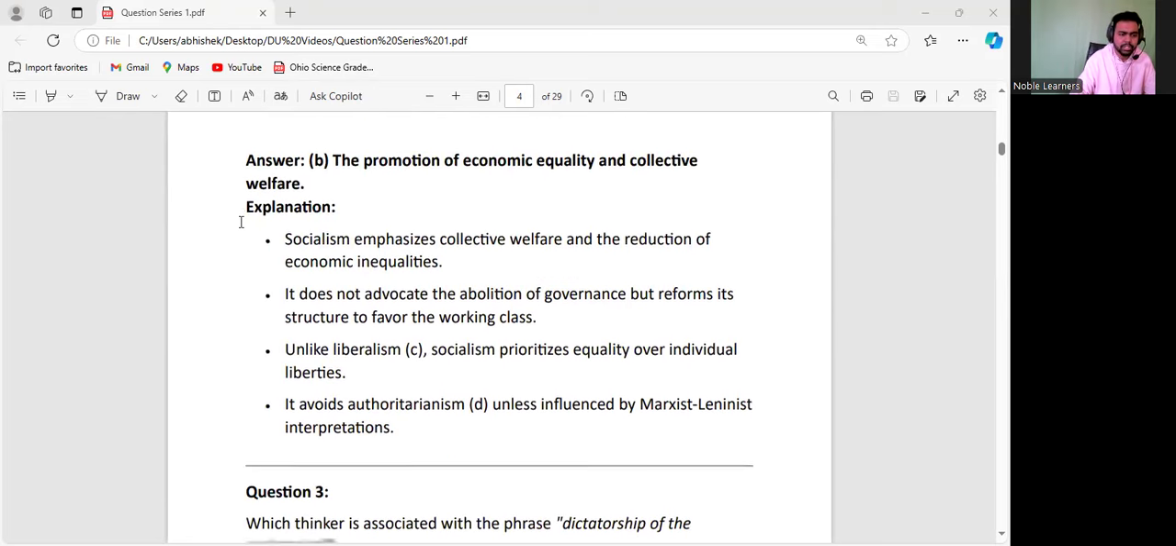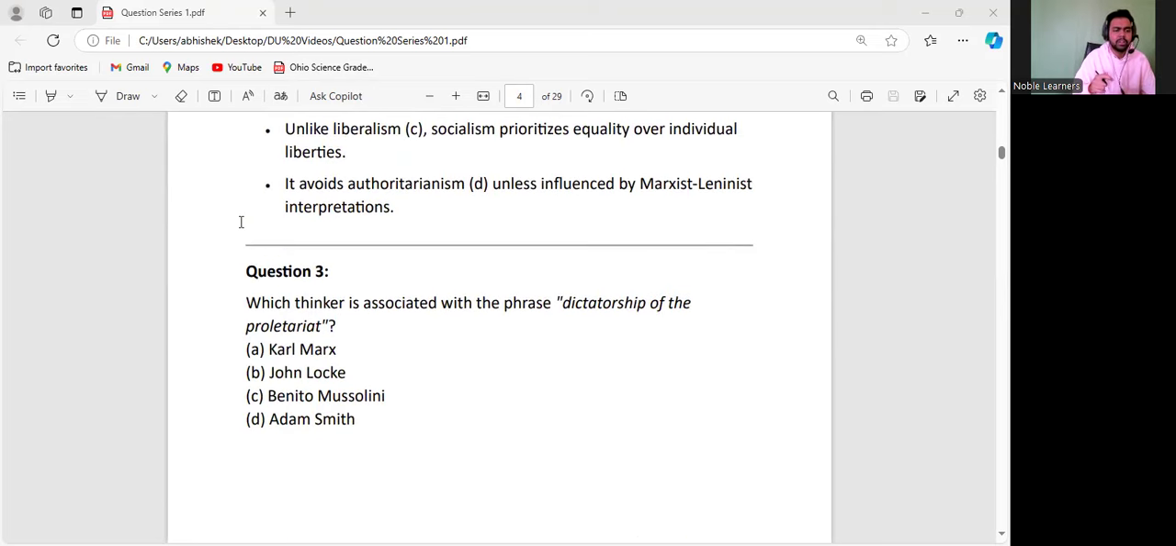Okay. Now, question number 3. Which of the following thinkers is related to the phrase dictatorship of the proletariat? That's a very simple question. You all know the answer. That would be Karl Marx. Karl Marx gave the concept of dictatorship of the proletariat in his concept of communism or Marxism. Talking about John Locke, he belonged to classical liberalism. Adam Smith also belonged to classical liberalism. Benito Mussolini was the dictator of Italy and is associated with fascism.